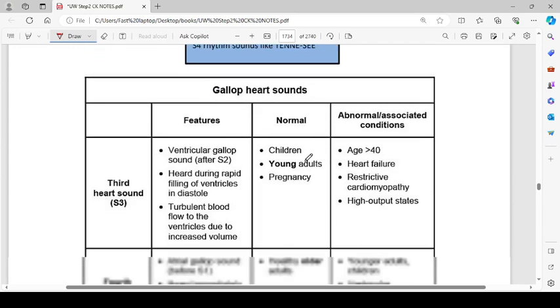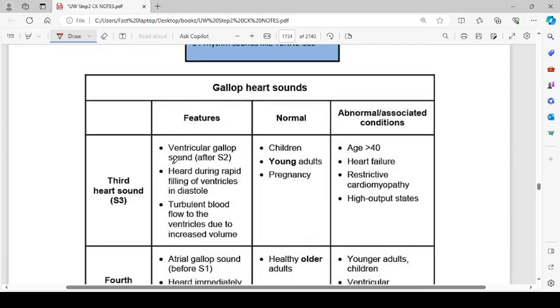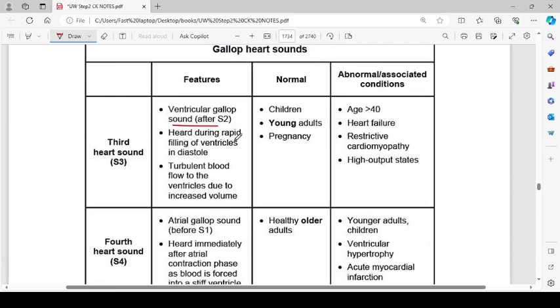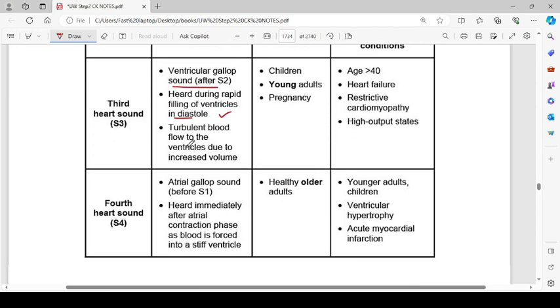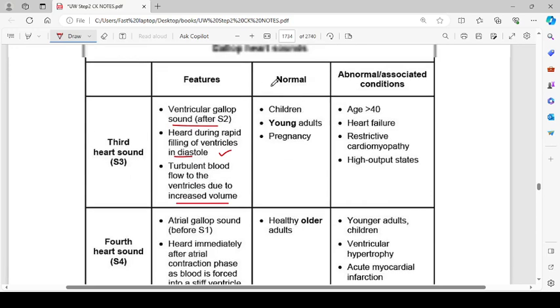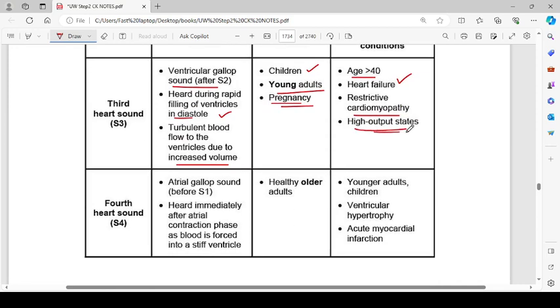The gallop heart sounds, third heart sound, features are ventricular gallop sound after S2, heard during rapid filling of the ventricles in diastole and turbulent blood flow to the ventricles due to the increased volume. It is normally heard in children, young adults, and pregnant women, and it will be considered abnormal if it is present in people aged more than 40, in people with heart failure, restrictive cardiomyopathy, and high output states.